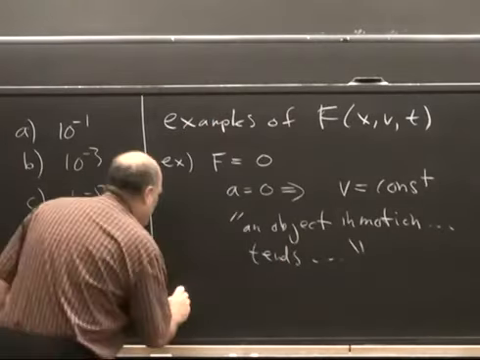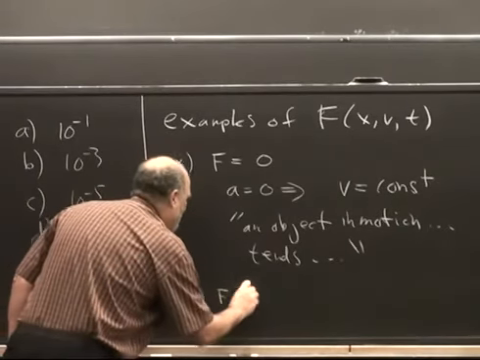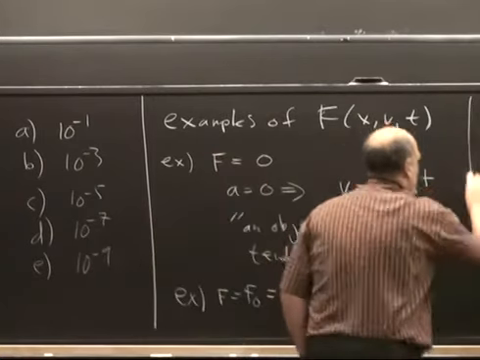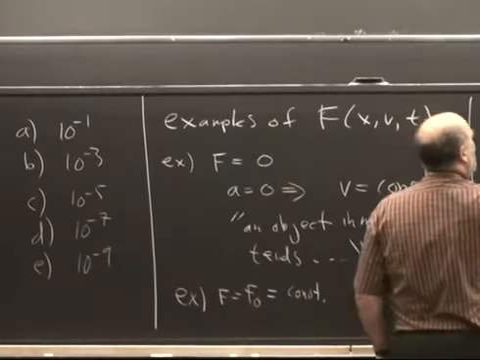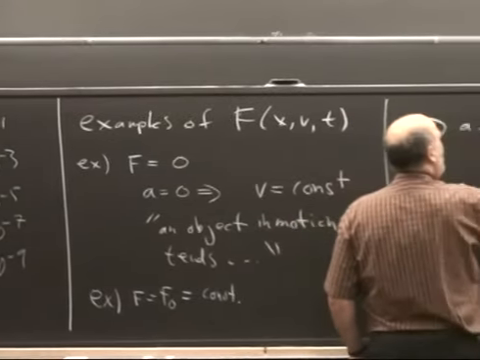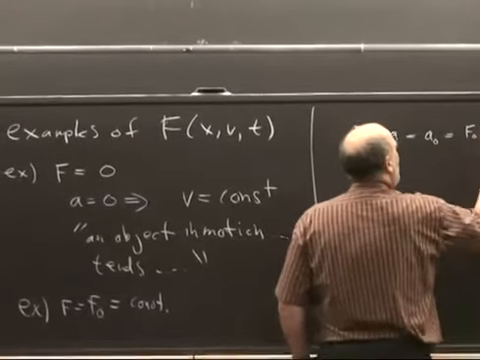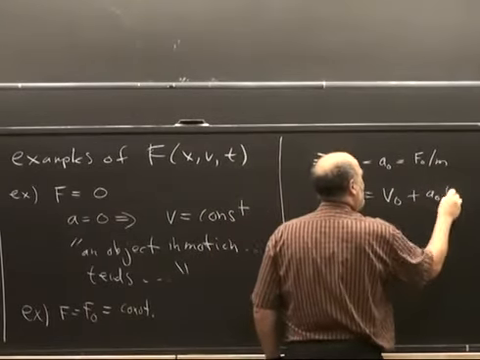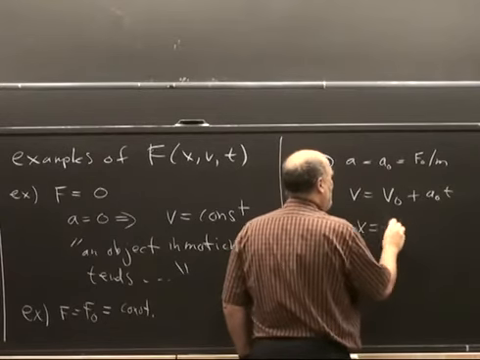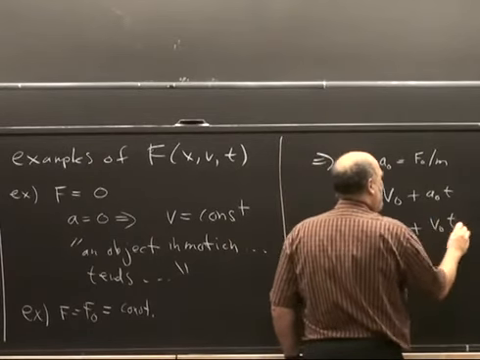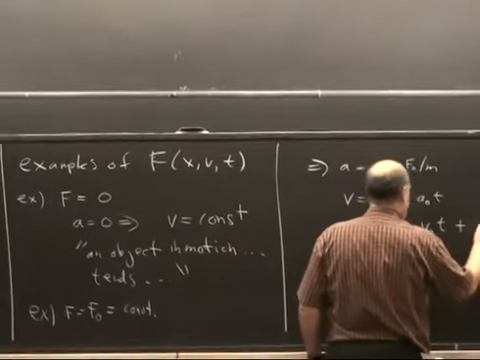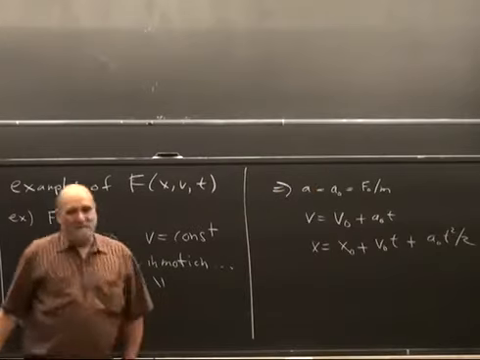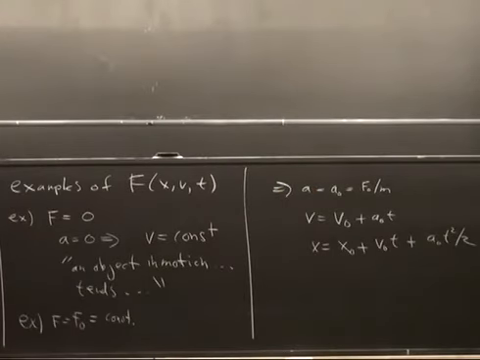Then if you want to go to your high school physics, we could have F equal to F0, a constant. Then that tells us that the acceleration is equal to some constant, which is F0 over m. And it says that the velocity is equal to the initial velocity plus a0 t. And it says that the position is equal to the initial position plus the initial speed times t plus a0 t squared over 2. That's your famous high school physics example, physics 1.